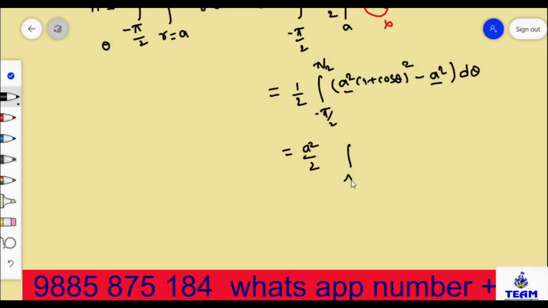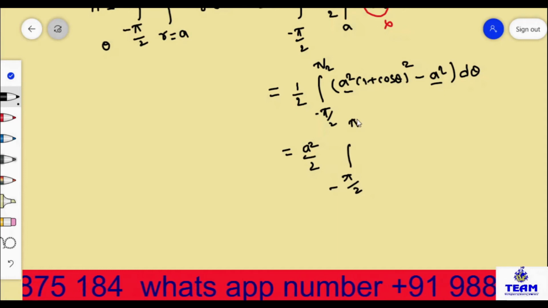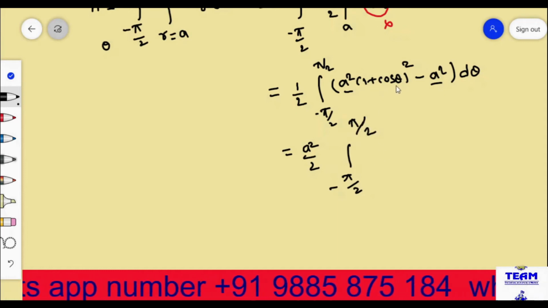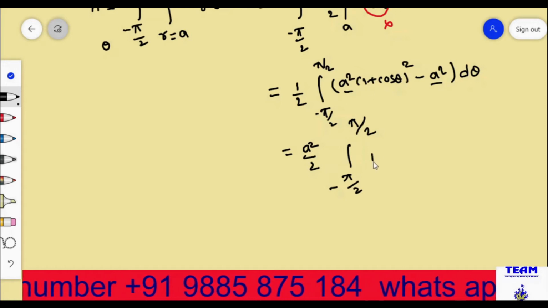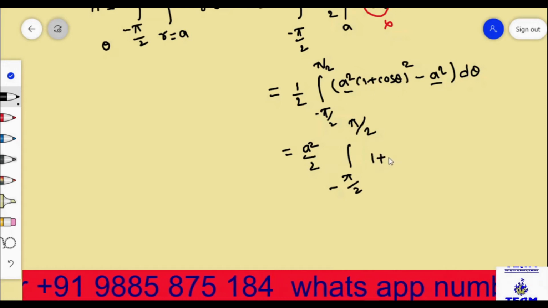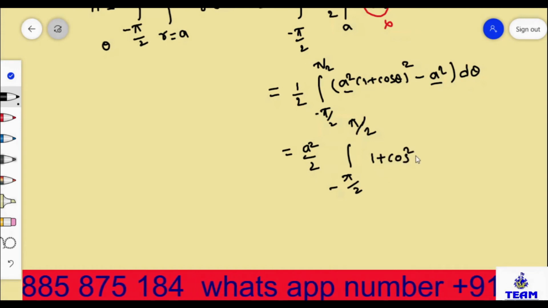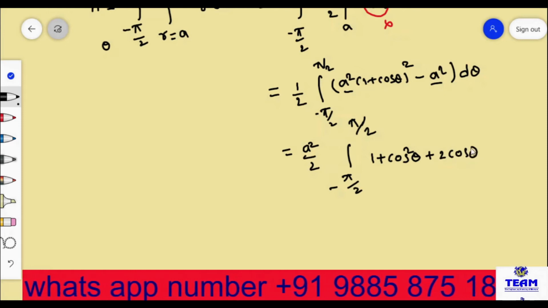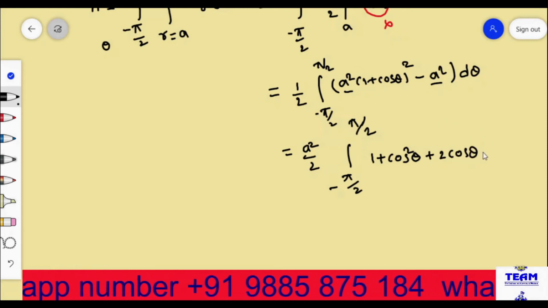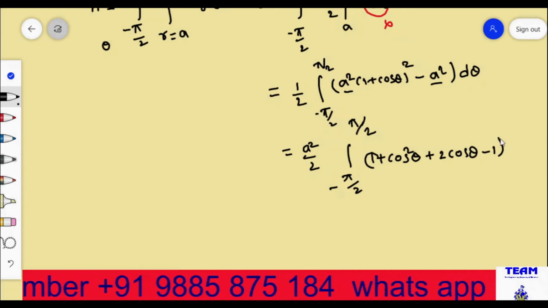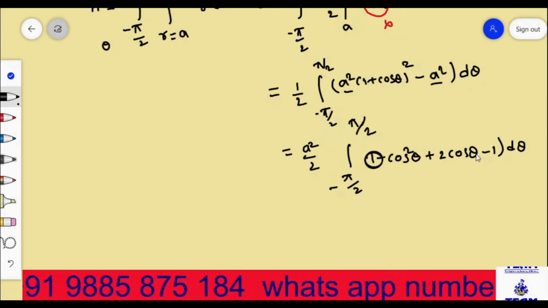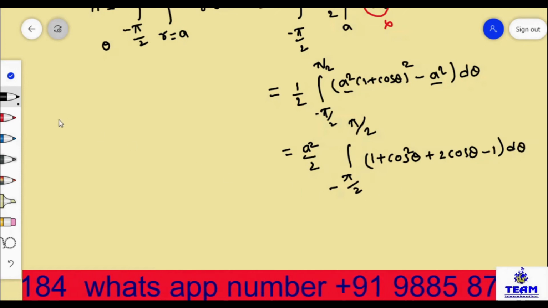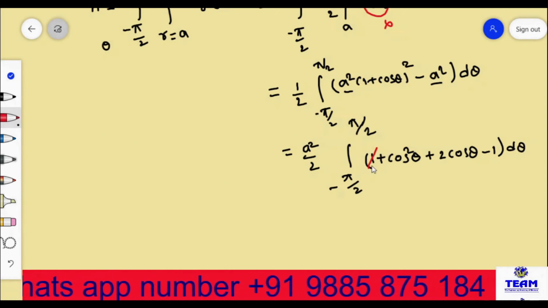And the limits are from minus pi by 2 to pi by 2. You split this one, friends, using the 1 plus a plus b whole square formula: 1 plus cos square theta plus 2ab, which is nothing but 2 into cos theta. Here you take a square as common, so you will have minus 1, into d theta.